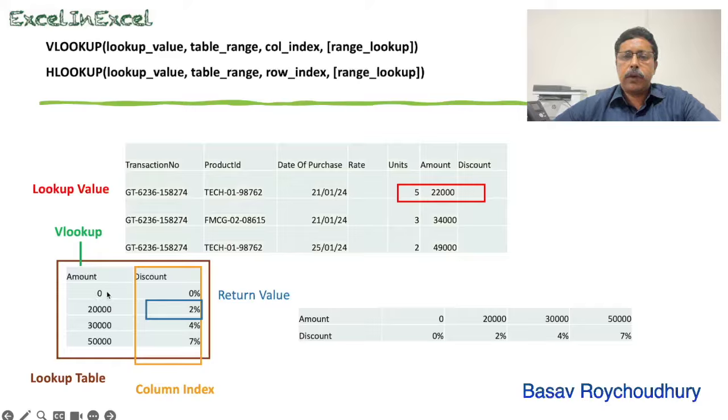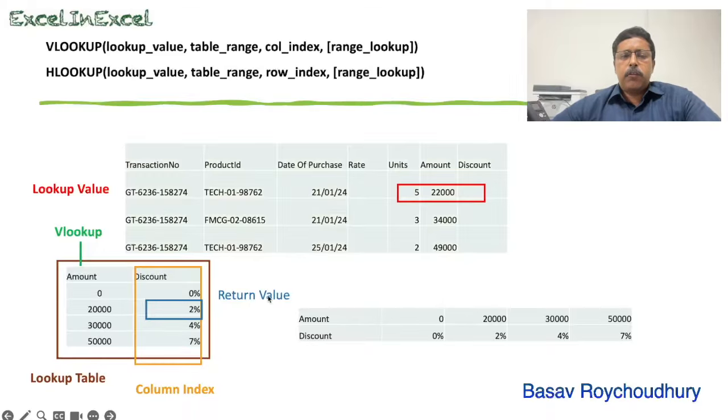Now 0 is not greater than 22,000, so it comes to the next row where 20,000 is there, and asks: is 20,000 greater than 22,000? No, so it comes to the next level and asks: is 30,000 greater than 22,000? The answer is yes, and therefore it goes to the previous row and takes the value in the return column index. If we had given 2, then because 30,000 was greater than 22,000, it takes the value from the previous one and returns 2%.